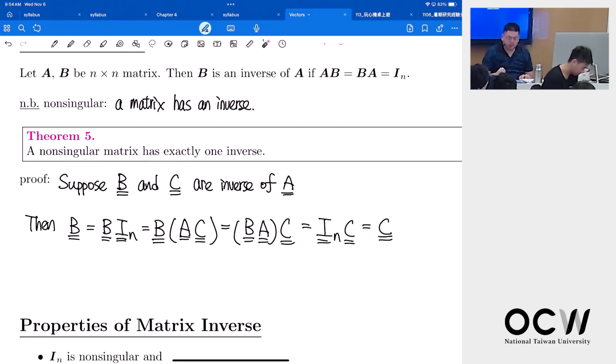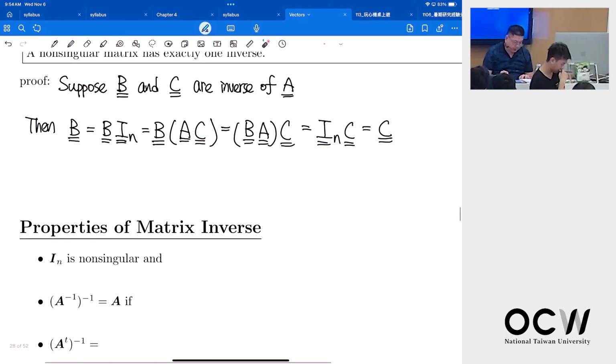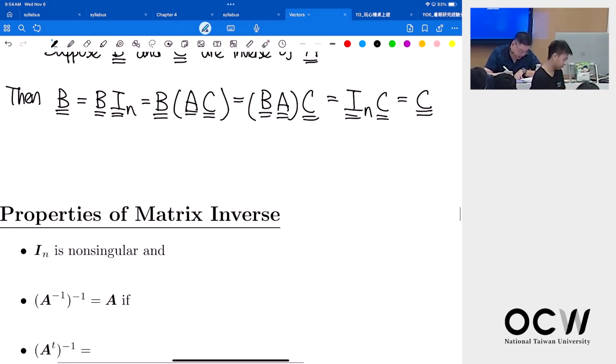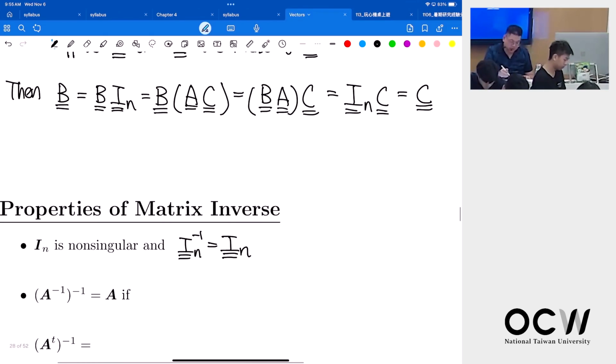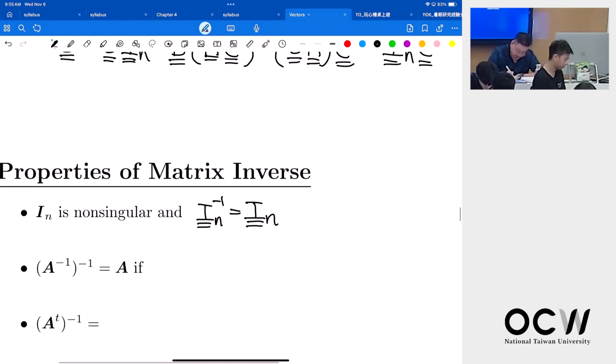All right. Now let's see some properties. The identity matrix is non-singular, and also the inverse of the identity matrix is the identity matrix itself. They won't change. The inverse of an inverse will become the matrix itself, again, if the matrix A is non-singular.